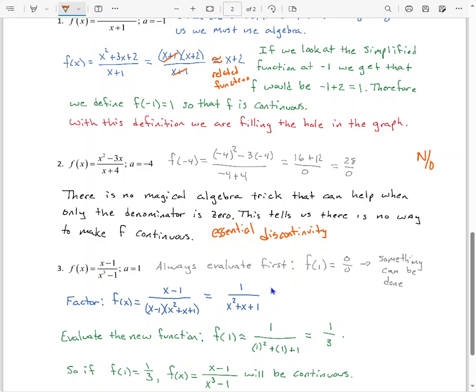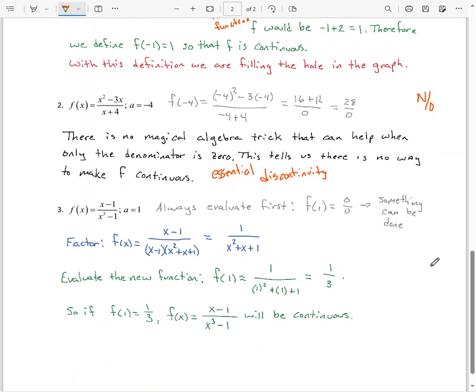All right. Number 3. F of x is x minus 1 divided by x cubed minus 1. Our a value is 1. I'm always going to evaluate first. Put 1 in. 1 minus 1 is 0. 1 cubed is 1. 1 minus 1, more zeros. 0 over 0, something can be done, right? A number over 0, no, we can't do that. If we have 0 over a number, that's okay to do. But if we have 0 over 0, more work to do. All right, so we have to do some work.